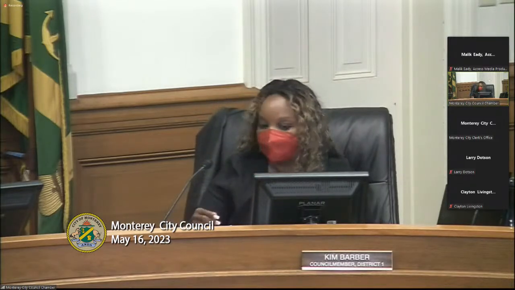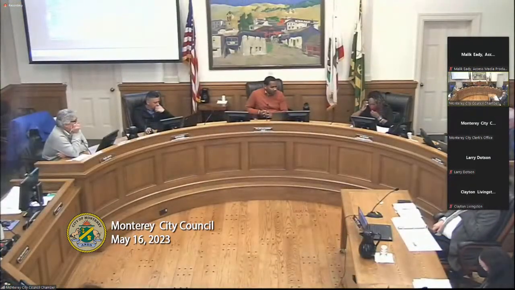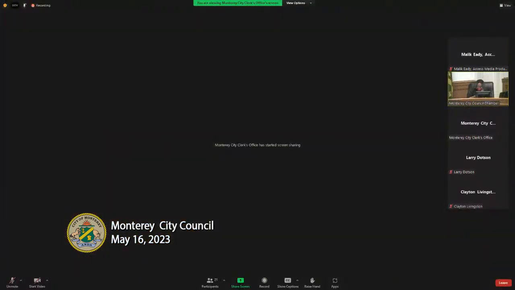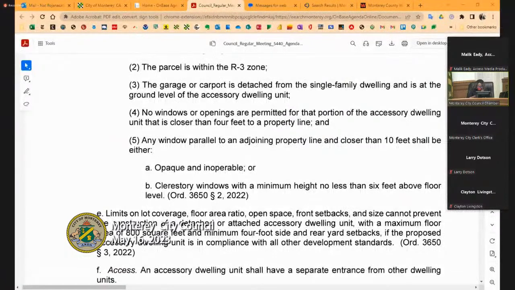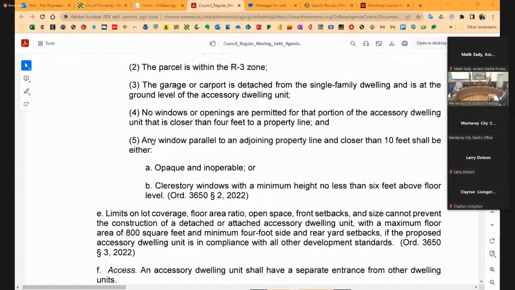Sorry, can you clarify what part you're saying? So what I'm suggesting is if we had it as opaque and operable, and then the clerestory windows part. Now that's an ordinance, is that correct? It's part of the ordinance, yeah. That was our existing ordinance from 2022 we adopted. So I think what you're suggesting is to eliminate B and to change A to opaque and operable.